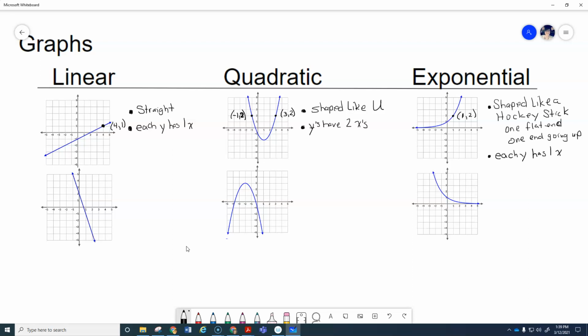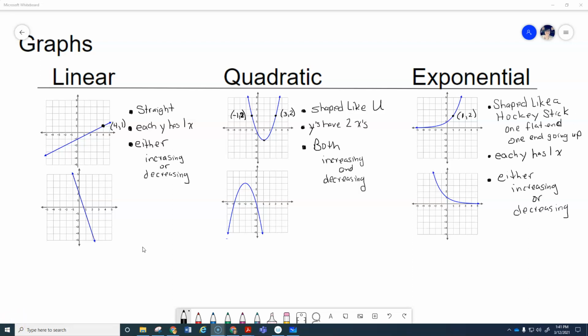But over here you can see on quadratics, the y's, not all y's, because this one down here only has one x, but most of the y's on here have two x's. So here's the y value 2, but the y value 2 can be found linked with the x value -1 and linked with the x value 3.